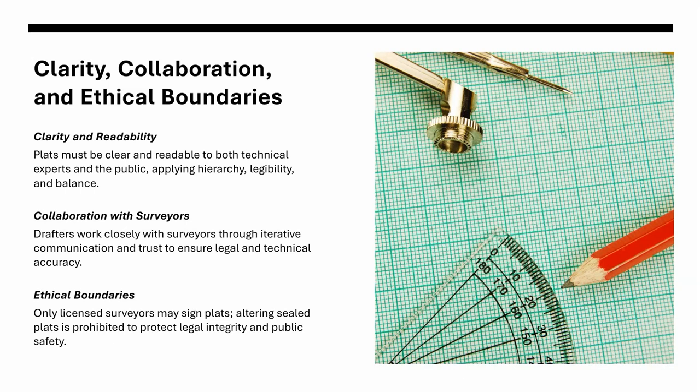And while the drafter plays a central role in plat preparation, it's equally important to understand where their authority ends. Only a licensed RPLS may sign and seal a plat. Altering a plat after it has been sealed is prohibited and constitutes a violation of TBPLS rules. This boundary exists because platting is a legal act. The drafter contributes to the preparation, but the surveyor bears ultimate responsibility. That division of responsibility protects the public by ensuring that only those with the proper education, experience, and licensure can certify land boundaries.